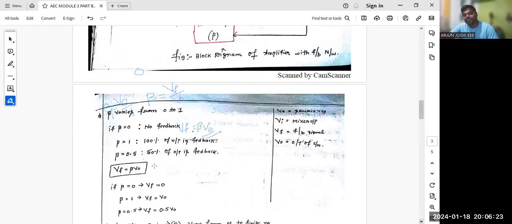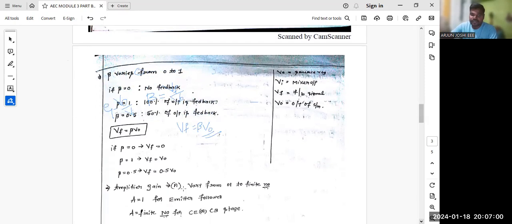Students, all of you observe here. I'm going to take beta varying from 0 to 1. If beta is equal to 0, there is no feedback. Why? Taking beta equal to 0, Vf is equal to 0. Substitute here: 0 times anything is 0, so Vf is equal to 0. If beta is equal to 1, there is 100% feedback. Substitute here: Vf is equal to V naught. If beta is equal to 0.5, 50% of the output is fed back, so Vf is equal to 0.5 V naught.